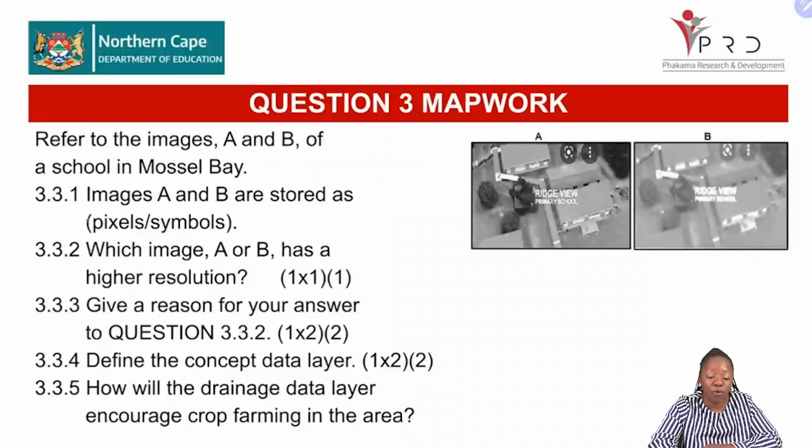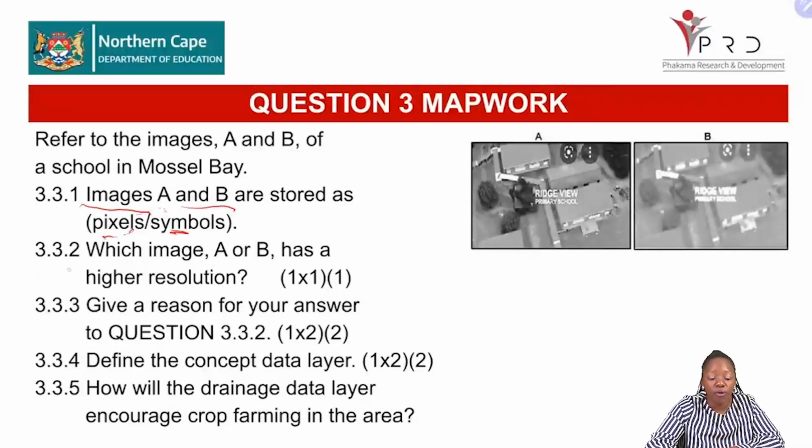Your 3.3.1: are image A or B stored as pixels or as symbols? Remember again, you need to choose: is it A or is it B? Not answer yes or no, because we need to know which image. Are they stored as pixels or as a symbol? So you need to choose, as you see, is this a symbol or is this pixels?